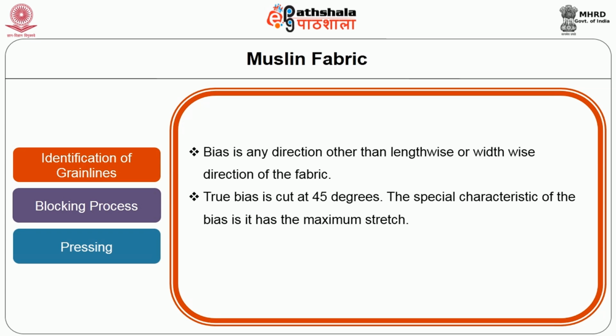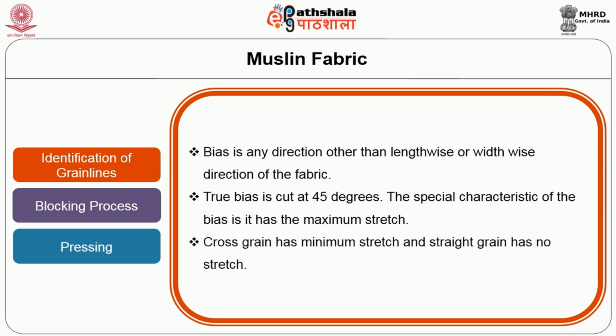A true bias is cut at 45 degrees. The special characteristic of the bias is that it has maximum stretch. Cross grain has a minimum stretch and straight grain has no stretch.